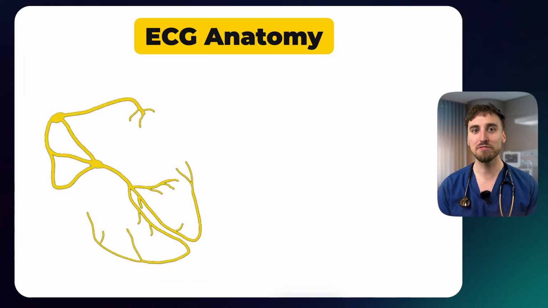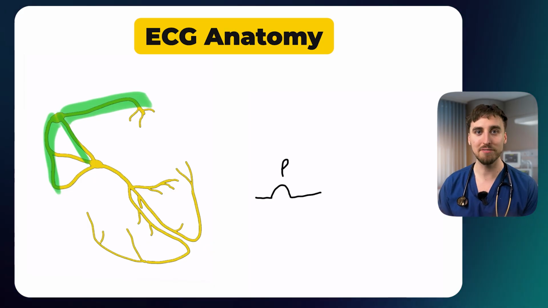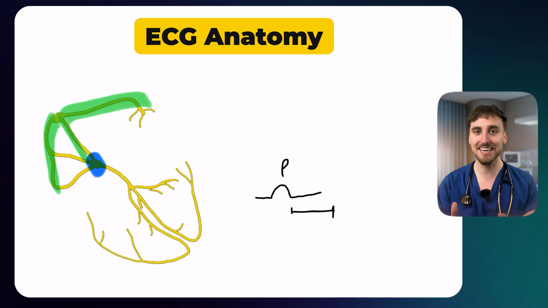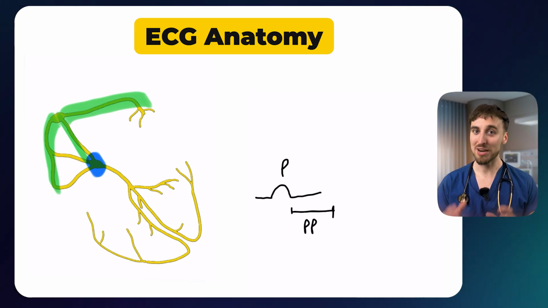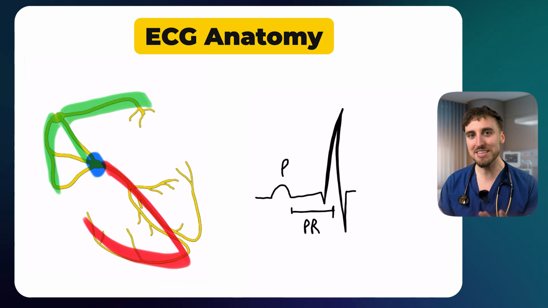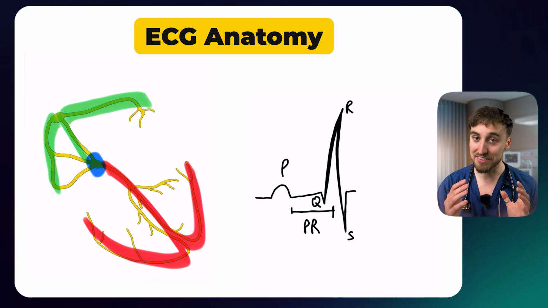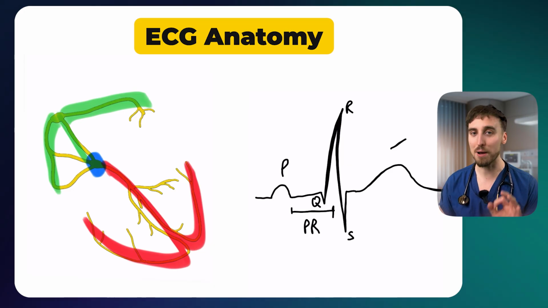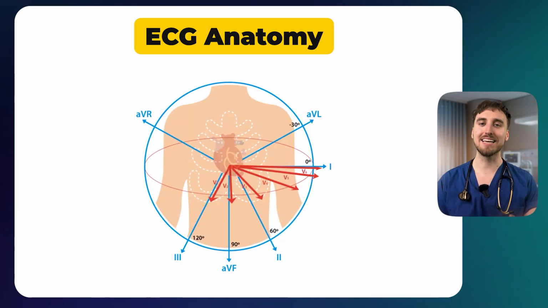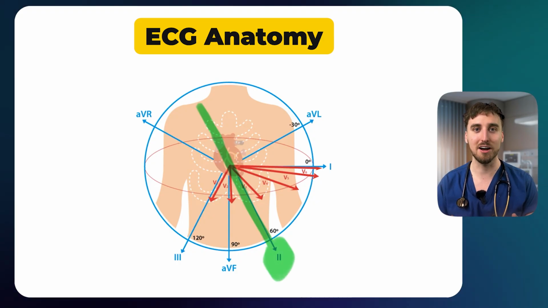Firstly, the SA node fires, which causes atrial depolarization. We see that as a P wave. There's a time lag until that signal's picked up by the AV node. That delay is the PR interval. When activated, the AV node sends the action potential down the His-Purkinje system, which we see as a QRS complex. Then lastly, all of this resets to receive the next action potential, called repolarization, and we see that as the T wave. I've been showing all of this on the second ECG lead, which is the lead most in keeping with the axis of the heart.